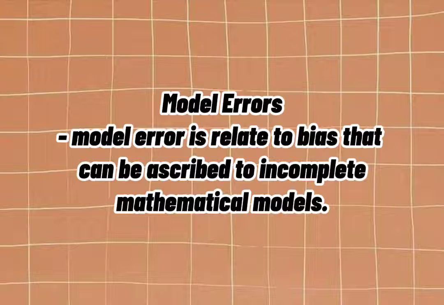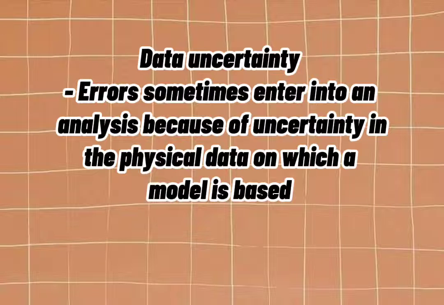Next, we have model errors. Model errors are related to bias that can be ascribed to incomplete mathematical models. An example of a negligible model error is the fact that Newton's second law does not account for relativistic effects. Lastly, we have data uncertainty. Errors sometimes enter into an analysis because of uncertainty in the physical data on which a model is based. These errors can exhibit both inaccuracy and imprecision.